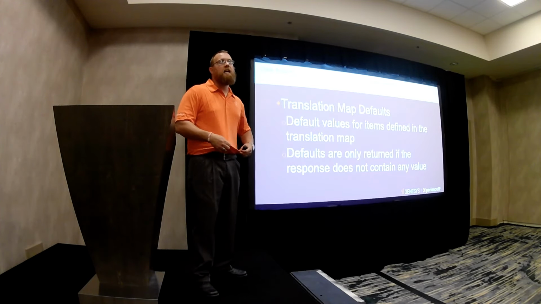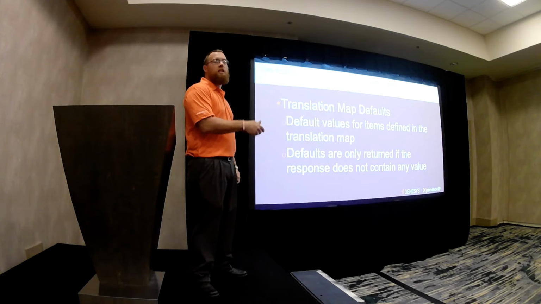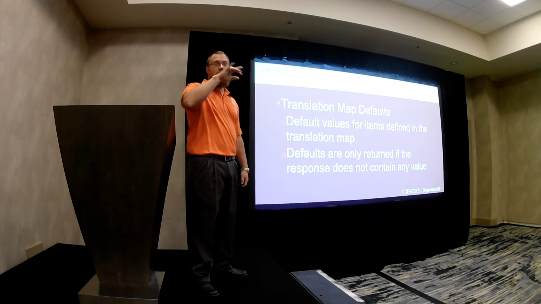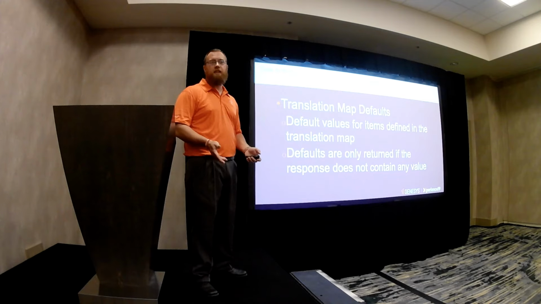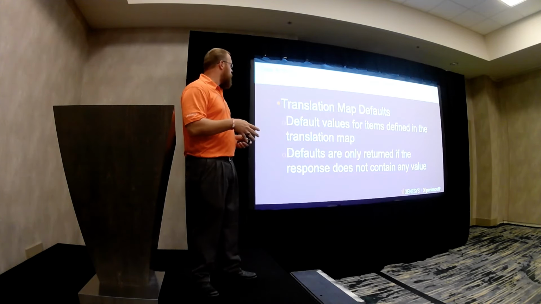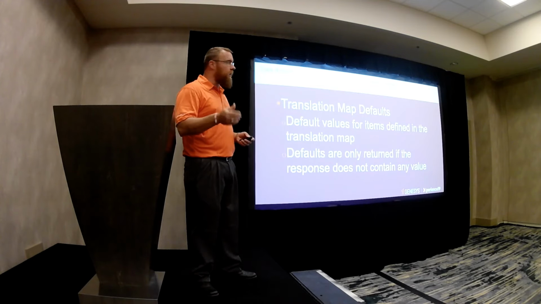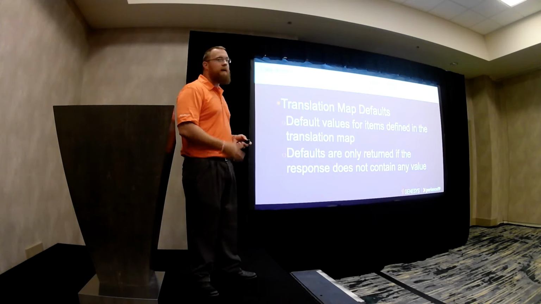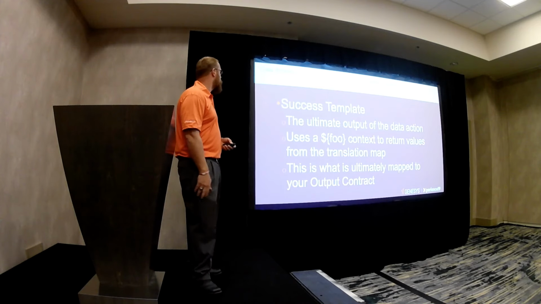So we can say we want to just substitute in a default value if we go through that whole JSON path process and there's nothing there. The default values only get returned if the response in our initial translation map isn't going to return anything.